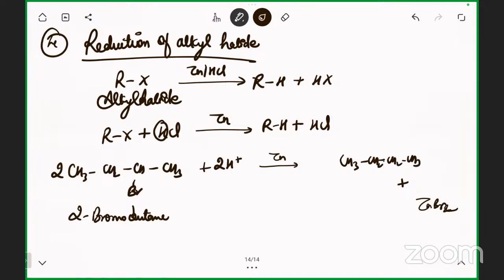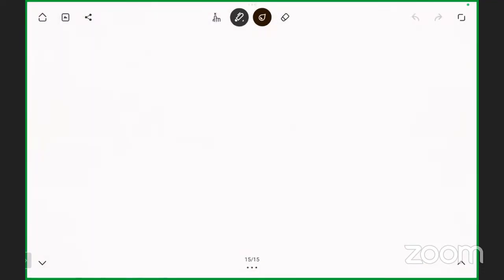This is again a different method. Although this is not important, it is not in our syllabus that much. This one that I'm telling you now is important: the third method, from carboxylic acid.